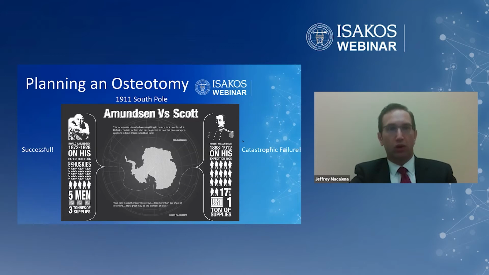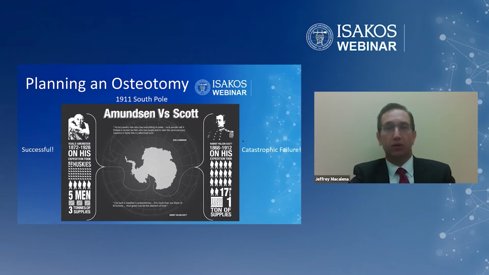So Roald Amundsen, the Norwegian explorer who was ultimately successful in reaching the South Pole, planned his expedition to great lengths, taking over 50 dogs, 5 men, and 3 tons of supplies. Contrasting to that was Robert Falcon Scott's ultimately failed expedition, and on his expedition, he took over 17 men and only 1 ton of supplies. And Roald Amundsen said, "Victory awaits him who has everything in order. Luck, people will call it. But defeat is certain for him who has neglected to take the necessary precautions in time. And this is called bad luck."